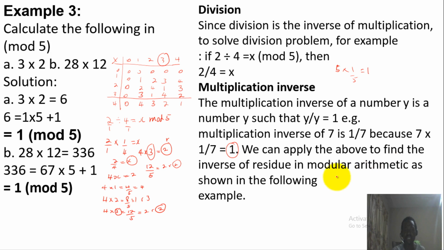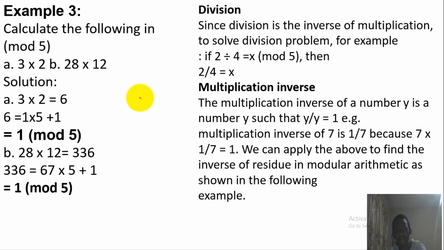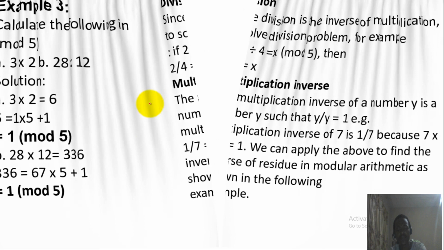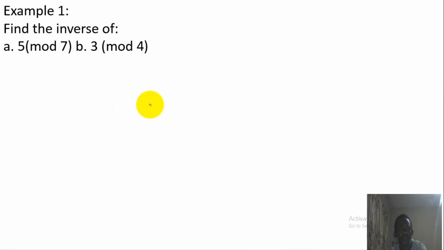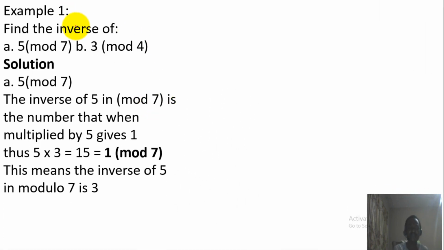So, okay, let's see how it's going to go. Let's see some examples of this particular thing we're talking about. Okay, look at this. Find the inverse of 5 in mod 7. Finding the inverse of 5 in mod 7 means we are asking what we can multiply by 5 that will give me 1 in mod 7.